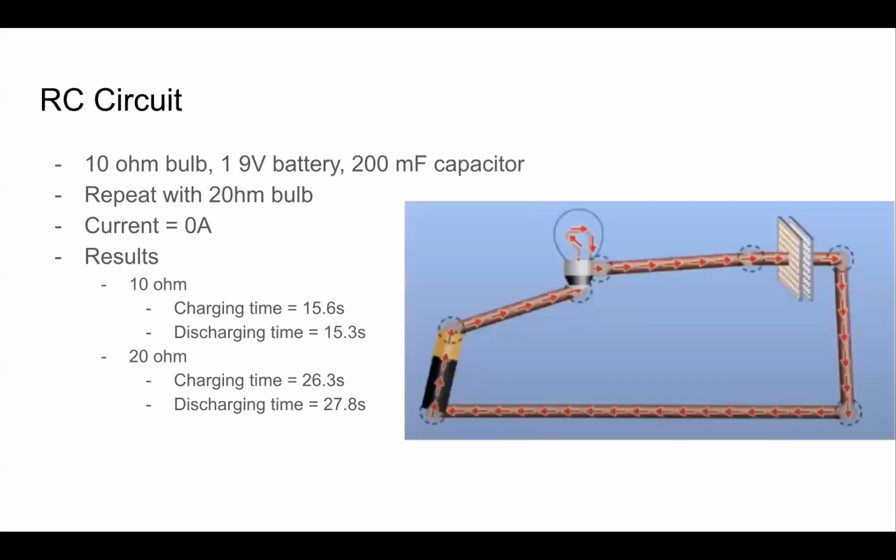For the RC circuit, we had two steps. We had one with a 10 ohm bulb, a 9 volt battery, and a 200 mF capacitor. And then we repeated this experiment with a 20 ohm bulb, and the rest was all the same. For this, we had a current of 0 amps for both of these. But for the charging time, we had less charging and discharging time for the 10 ohm. As you can see, charging time was 15.6 seconds and discharging time was 15.3 seconds. And for the 20 ohm, it was 26.3 seconds and discharging of 27.8.